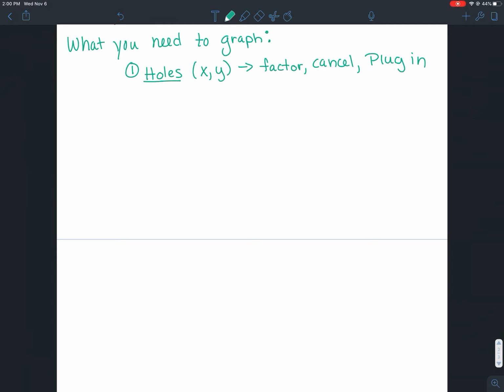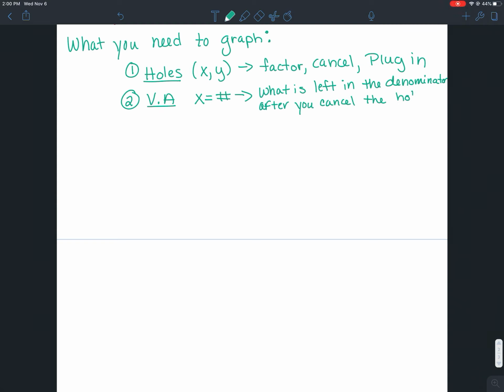Okay, so that's number 1. Number 2, we need to know the vertical asymptotes. And that was going to be written as x equals whatever number. And what is a vertical asymptote? It's what is left in the denominator after you cancel the holes.